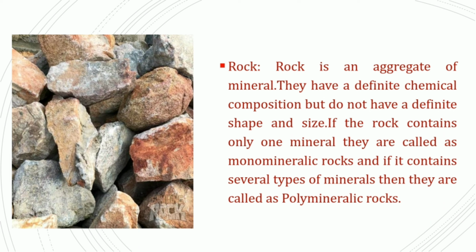If the rock contains only one mineral, they are called monomineralic rock, and if it contains several types of mineral, then they are called polymineralic rock. An example of monomineralic rock is dunite. An example of polymineralic rock is granite. Rocks occur naturally in the earth crust. They form the upper layer of the earth crust.